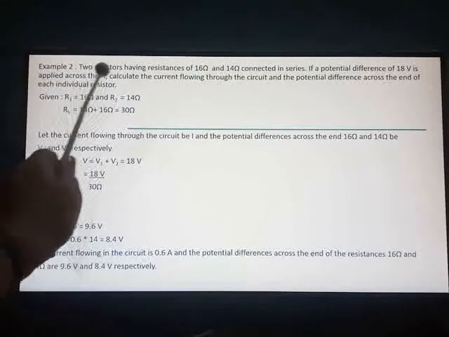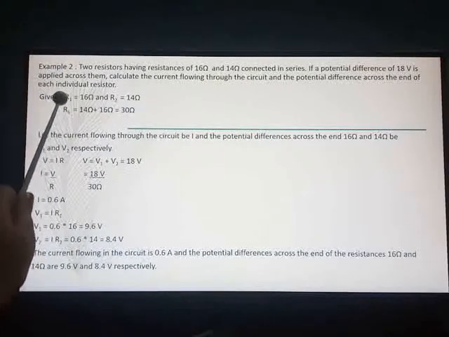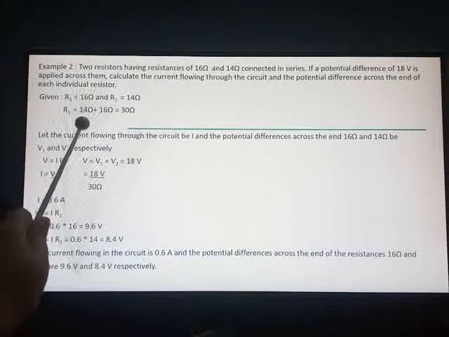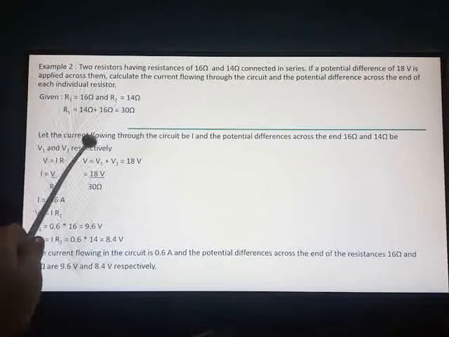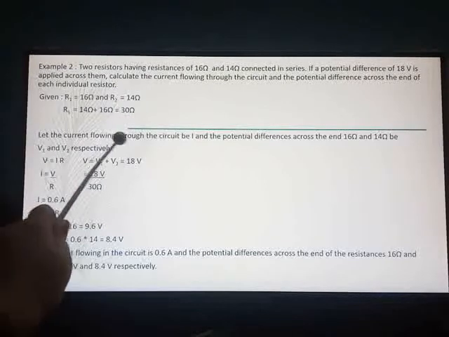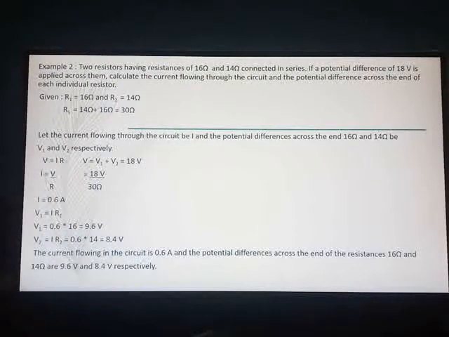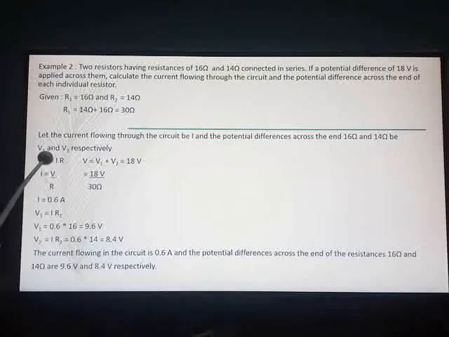Now they are connected in series. So what will be your effective resistance? Rs is equal to R1 plus R2. So 14 plus 16 ohm, that is 30 ohm. No need of copying down, these are the solved examples. So already you have the solved examples in your textbook. Let the current flowing through the circuit be I and the potential difference across the ends of 16 ohm and 14 ohms be V1 and V2 respectively.